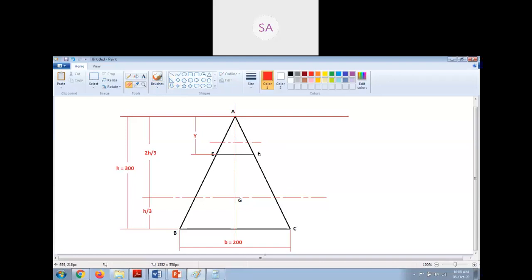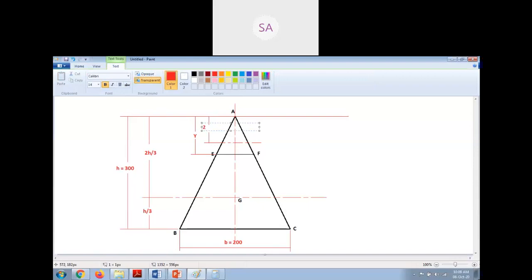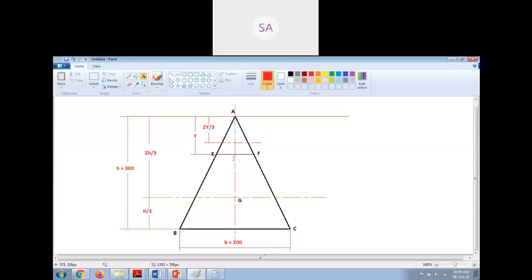So this is my neutral axis of AEF, the small triangle construction which I have done, and this height is again two-third of the height of this triangle, which is y. If you're getting confused at any point, please stop me. So this is 2y by 3. This is the construction I have made.